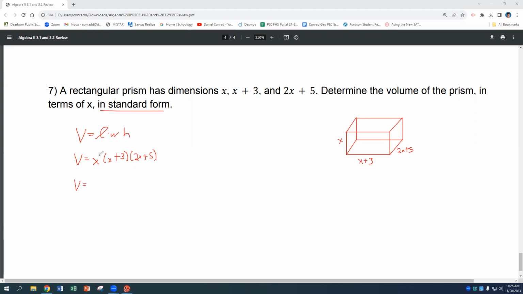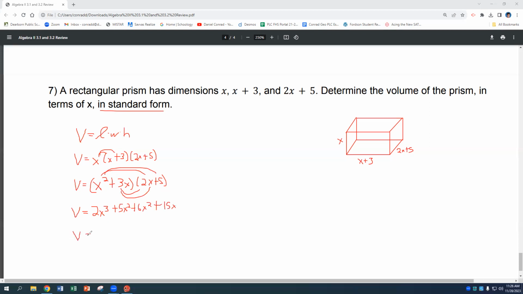So I'm going to distribute the x. So I get x squared plus 3x, right? Times 2x plus 5. And now I just need to distribute this one out. And we get 2x to the third, right? Plus 5x squared. Plus 6x squared. And then plus 15x.